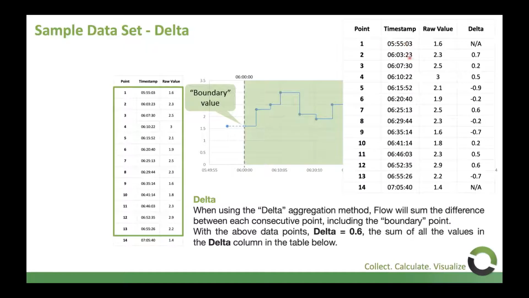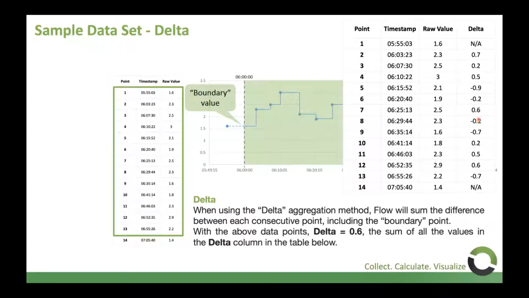The next data point that I have is 2.3. What we will do is we will take the 2.3, we will subtract the previous value, and then we end up with the delta. So the delta between these two points is 0.7. We'll do this for all of the consecutive points going forward, and we'll see what is the delta between each and every one of the consecutive data points.